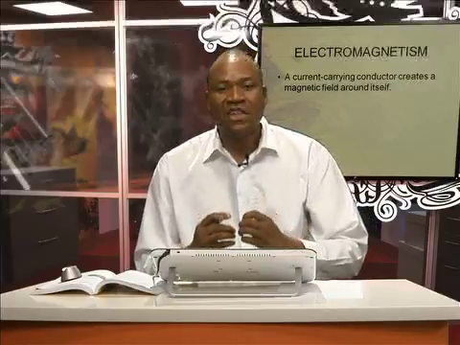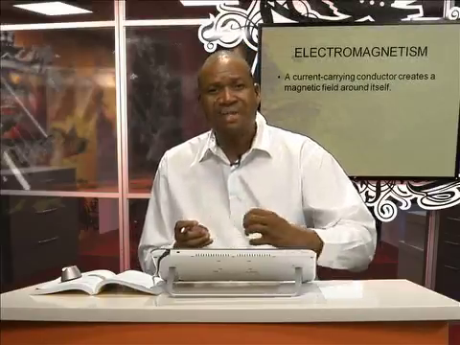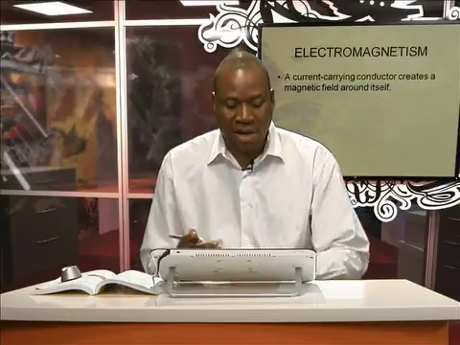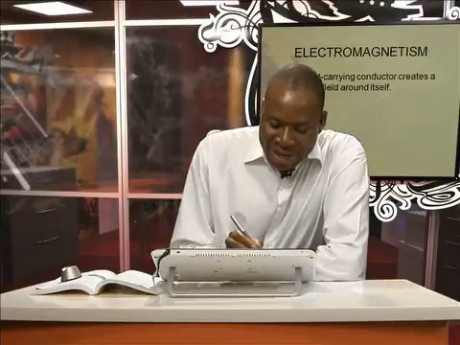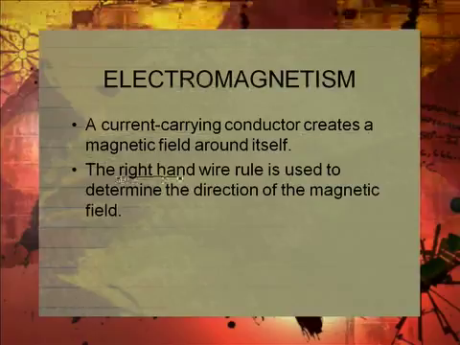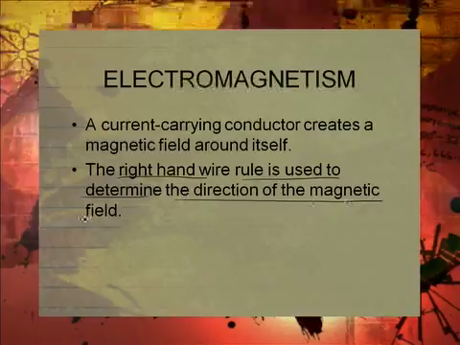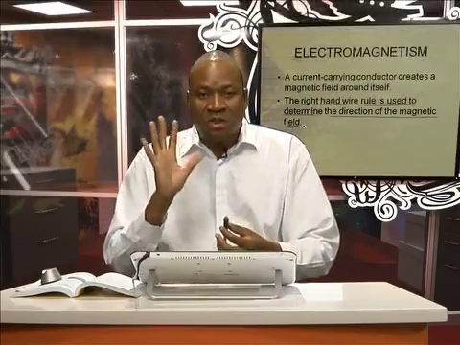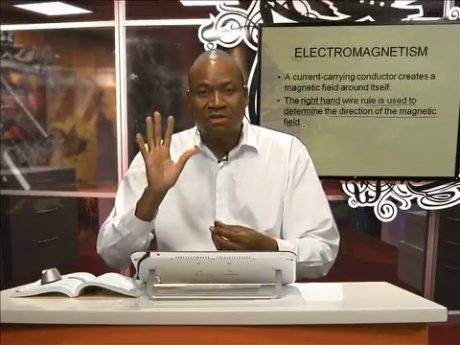But now let's try and look at the current, because in current, that's where charges are moving, and then how the magnetic field is created around current carrying conductors. A current carrying conductor creates a magnetic field around itself. The right hand rule is used to determine the direction of magnetic field. And what does this mean? Look, we use the right hand rule to determine the direction of the magnetic field.